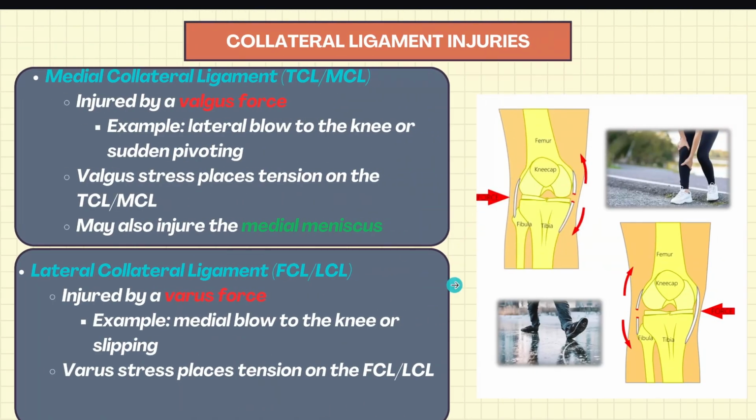Now let's start talking about the injuries of the collateral ligament. The medial collateral ligament is going to be injured by a lateral force coming from the side, a valgus force. Now, how did I memorize this? The word valgus has an L in the middle. So the way I memorized it, this L means that there's going to be a lateral force from the side. This lateral force is going to push onto the side and is going to rip our MCL, or our medial collateral ligament. And this can also injure our medial meniscus, which we're going to talk about soon.